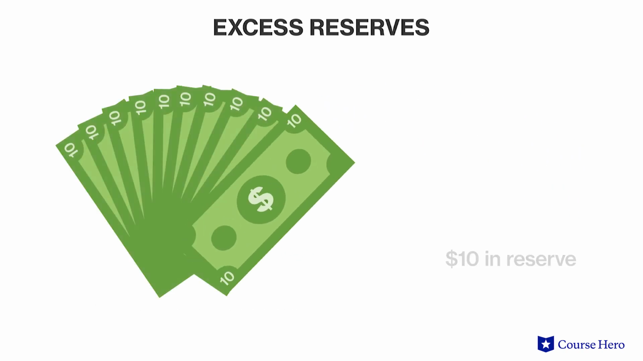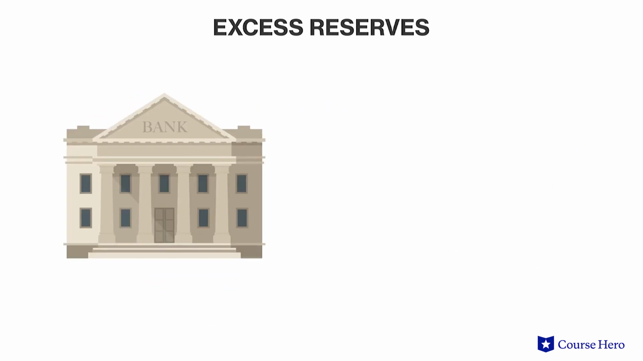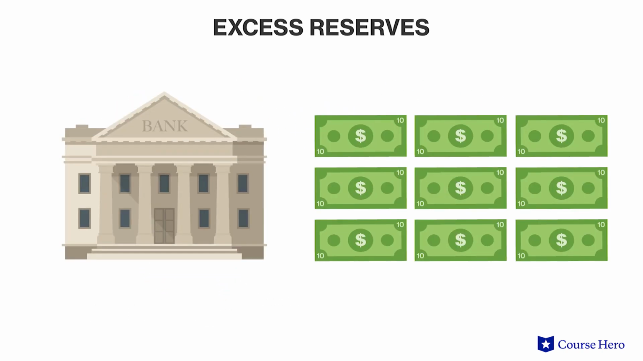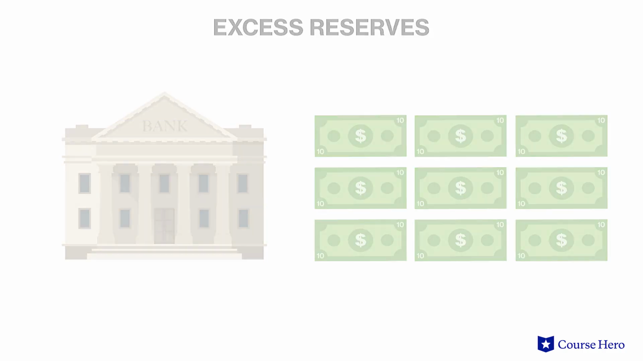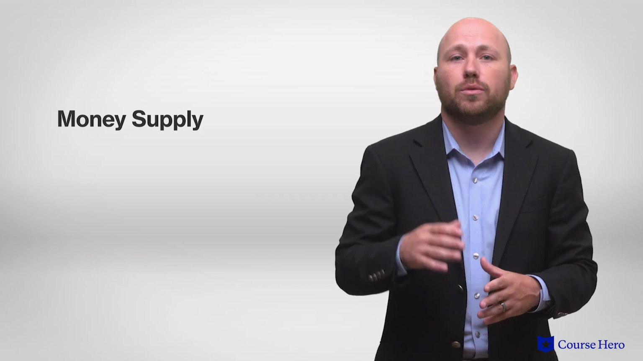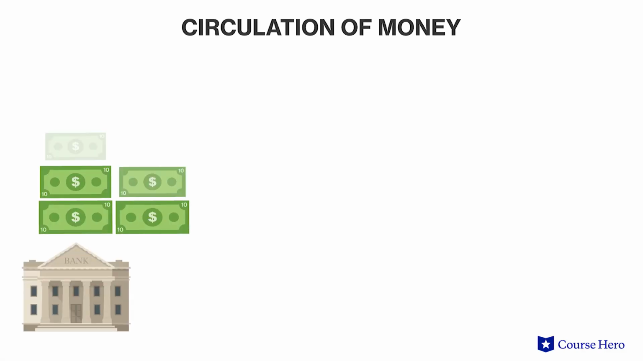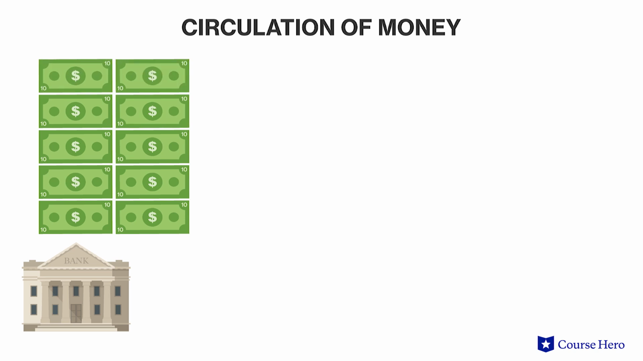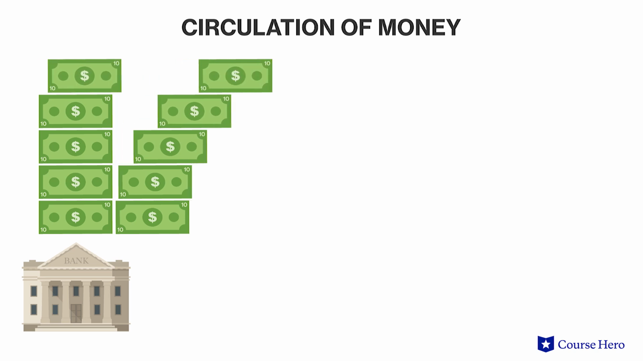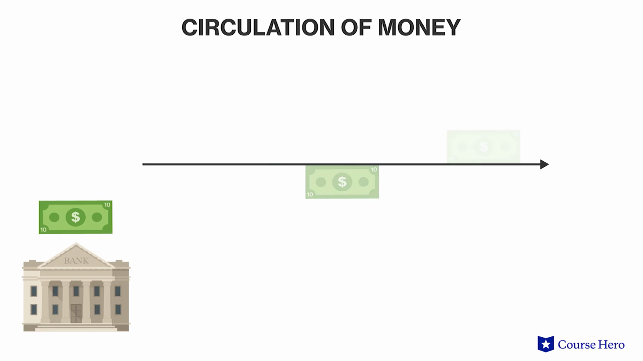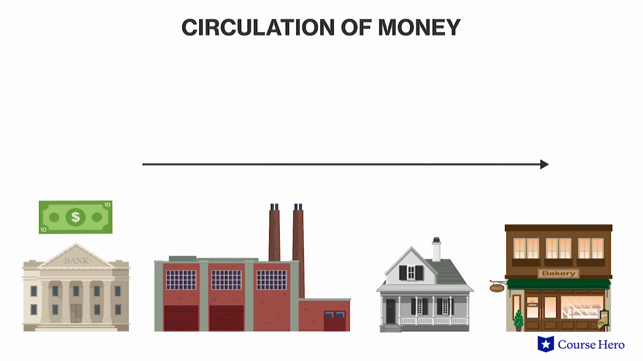Later, the customer may withdraw their $100, by which time the bank will have profited from the $90 it loaned out or invested. Fractional reserve banking also increases national money supply, which is the amount of money free to circulate through the economy. As an example, instead of $100 being deposited and remaining unavailable for use, $90 circulates in the economy and contributes to economic activity and growth, while $10 remains in the bank as reserves.